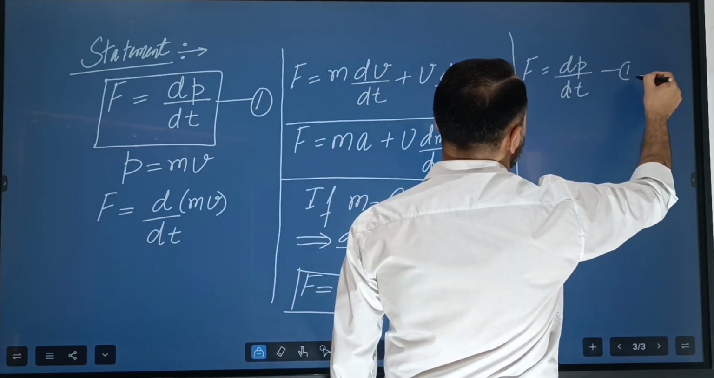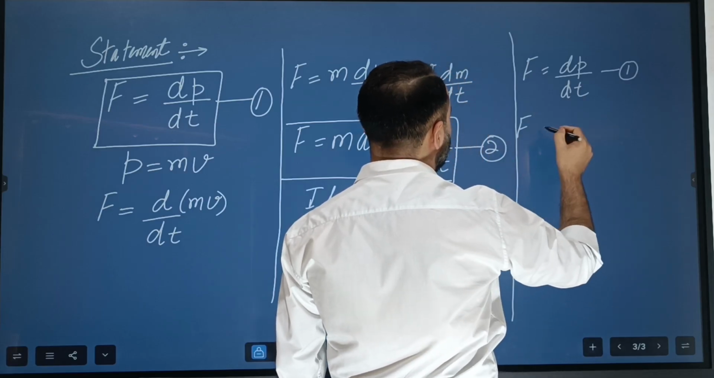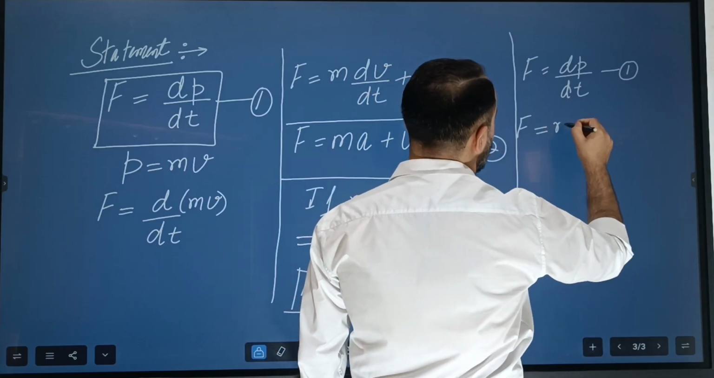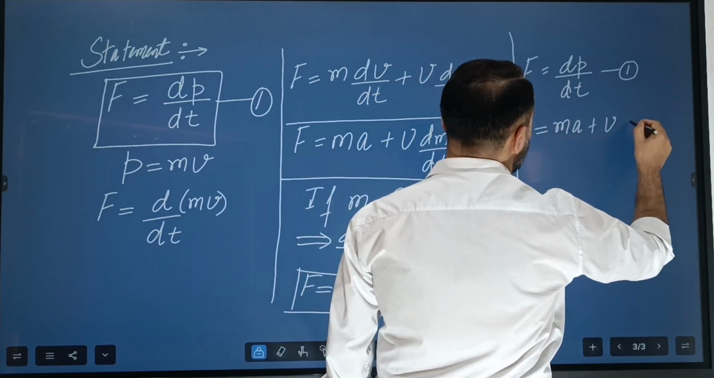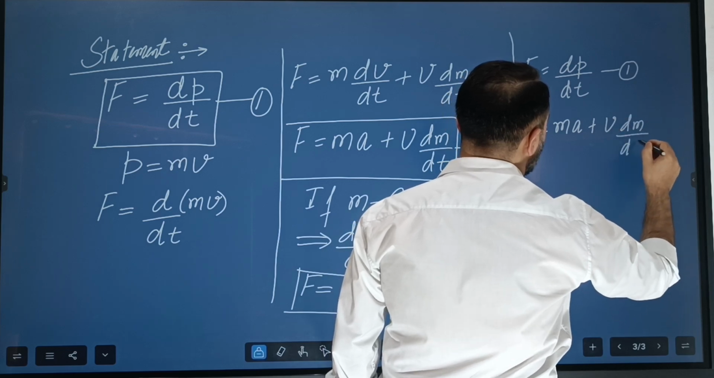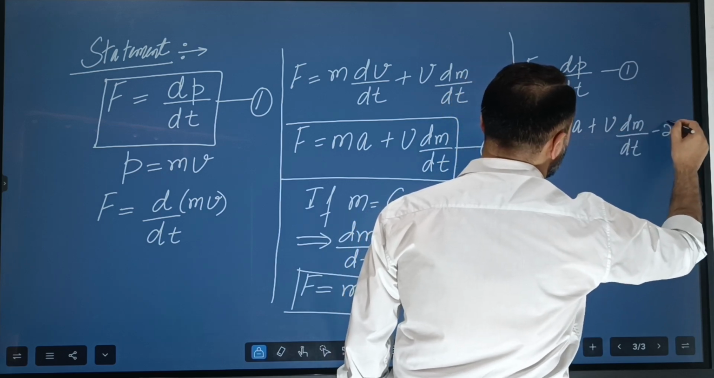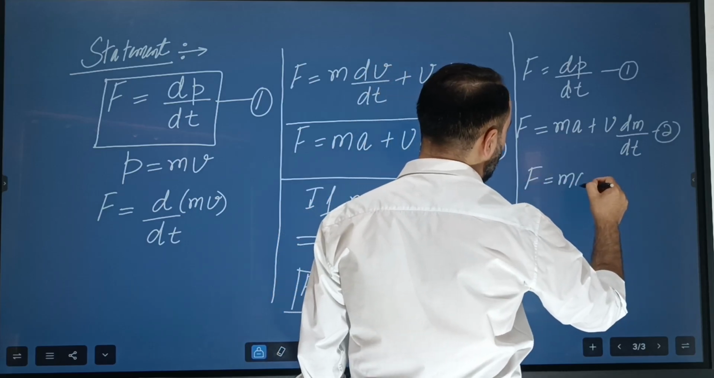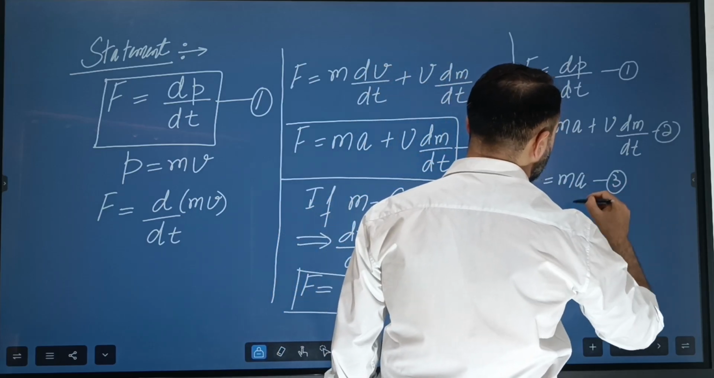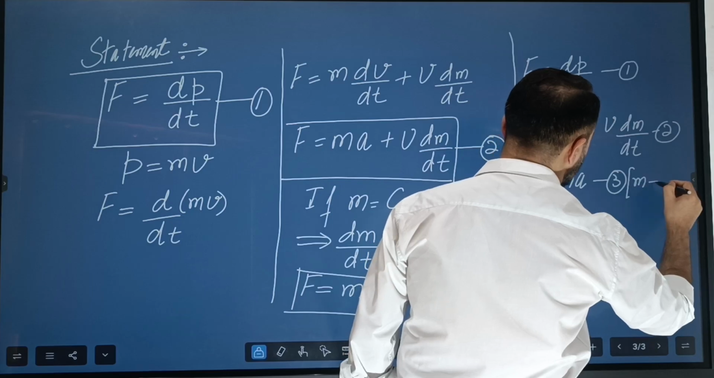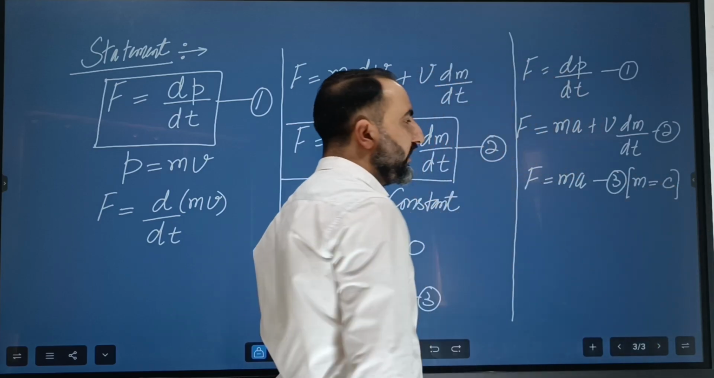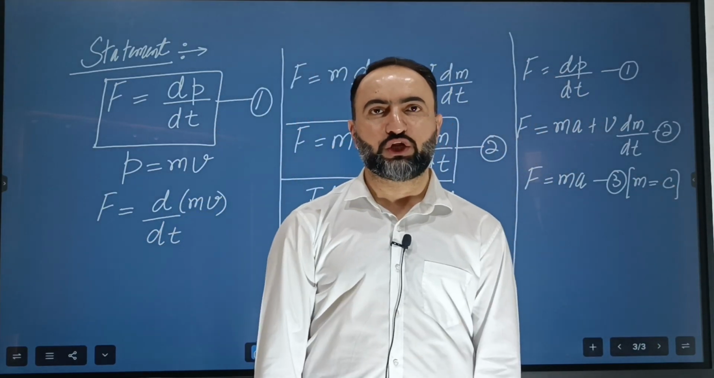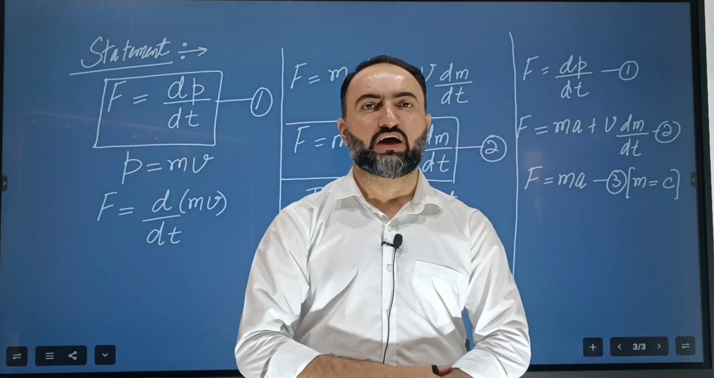This is our equation number 1. Equation number 2, that is m multiplied by a plus v into dm/dt, which is equivalent to equation number 1, because we have derived this from equation number 1. Then there is one more equation, F equals m into a. This is our equation number 3, but this equation is true only if mass is constant. So this is the summary of Newton's second law of motion.